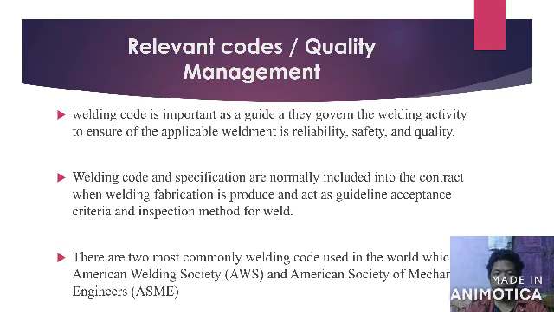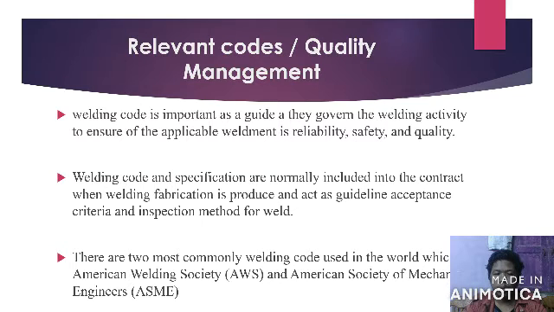For relevant code and quality management, welding code is important as a guide, as it governs the welding activity to ensure the applicable welding reliability, safety, and quality. Welding code and specification are normally included in the contract when welding fabrication is produced, and act as guideline, acceptance criteria, and expected method for the weld.